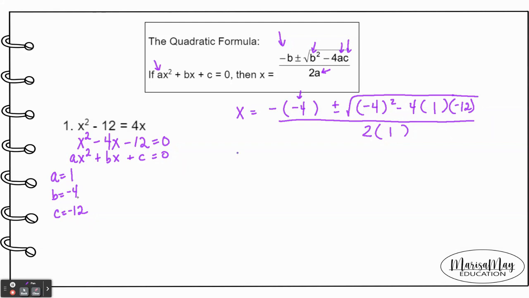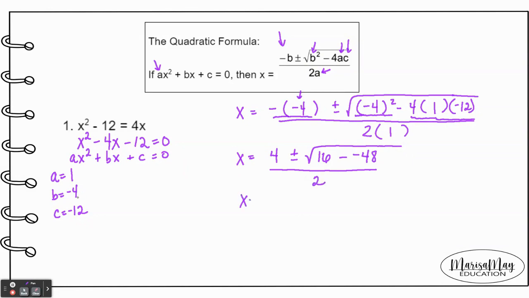All right, now we begin to clean it up. I'm going to start on the outside by doing this -4. So a negative times a negative is a +4. Plus or minus, and then I've got the square root. Underneath the square root, I'm going to do two things. I'm going to do the -4 to the second, which is 16. And then I'm going to multiply these three numbers together. 4 times 1 is 4 times -12, -48. And then on the bottom, I've got 2 times 1, which is 2.